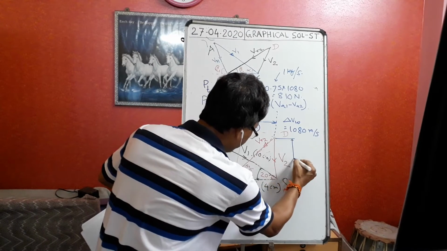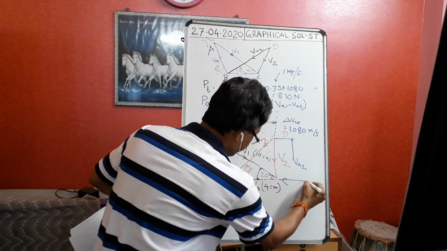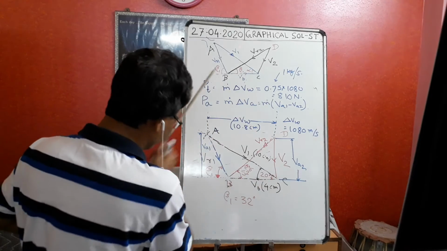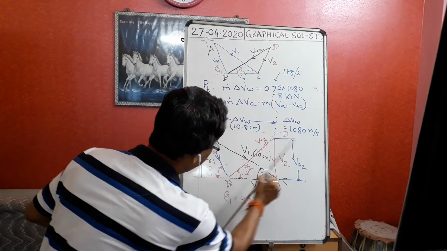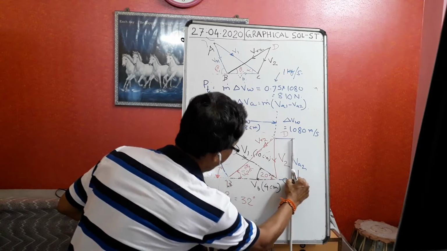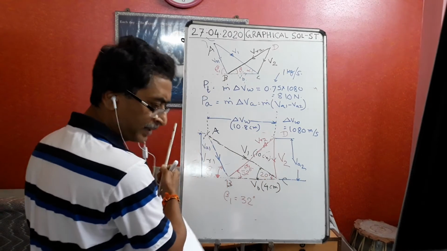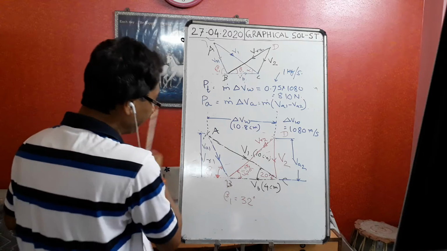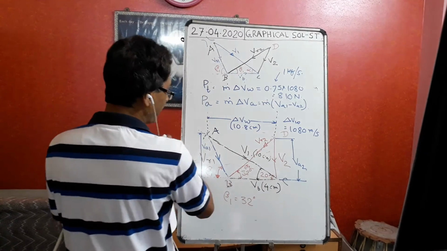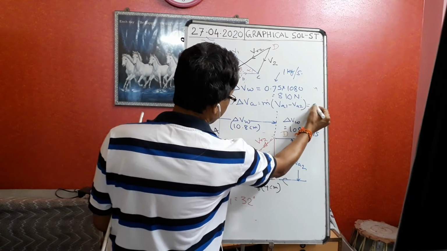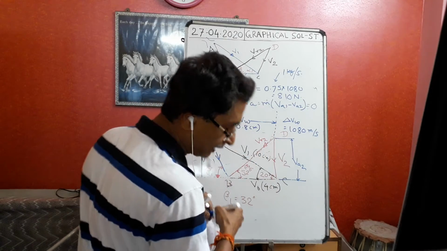From here I will draw the perpendicular lines. This is the VA2. So this distance is VA1 and this distance is VA2. I will measure it. But here VA1 and VA2 both will be same, so that's why it will cancel out and become 0.